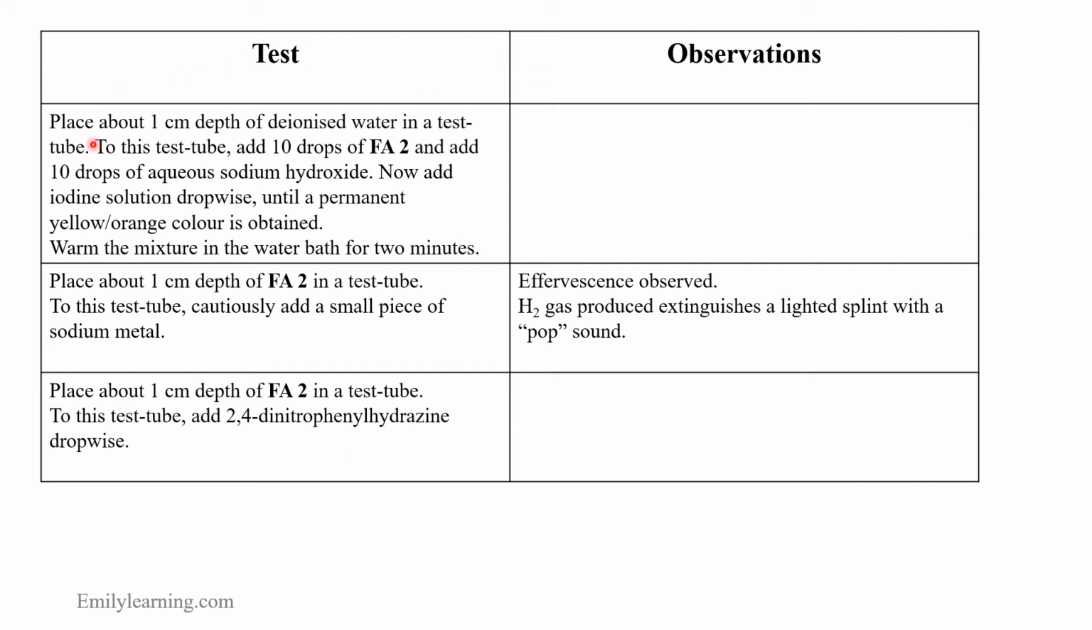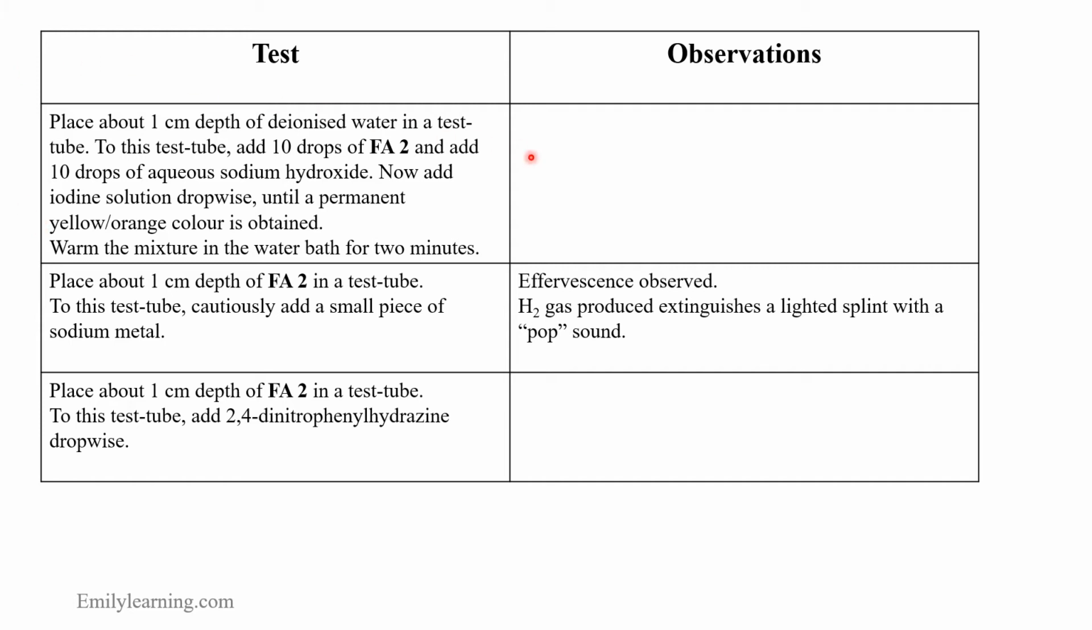So what are we doing here? I'm going to add Fa2 to sodium hydroxide plus iodine. Sodium hydroxide plus iodine, this is your iodoform test. For the iodoform test, you use alkaline iodine, which is made out of basically just iodine plus an alkali such as sodium hydroxide. So this is an iodoform test. Then you need to warm the mixture in the water bath for 2 minutes. So you need to place the test tube containing all these reagents in a beaker of hot water for 2 minutes.